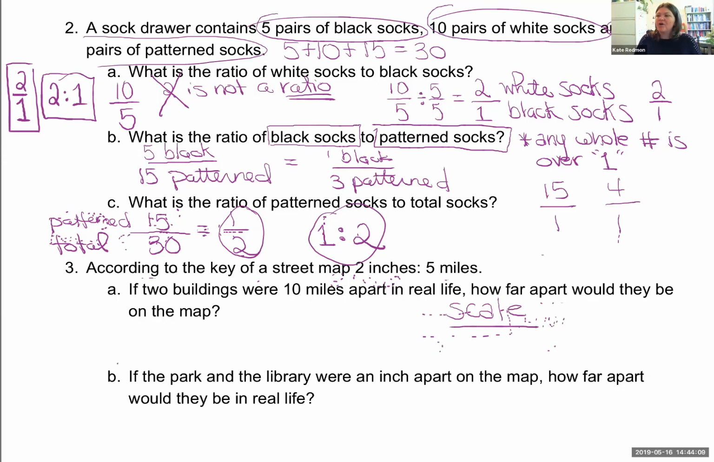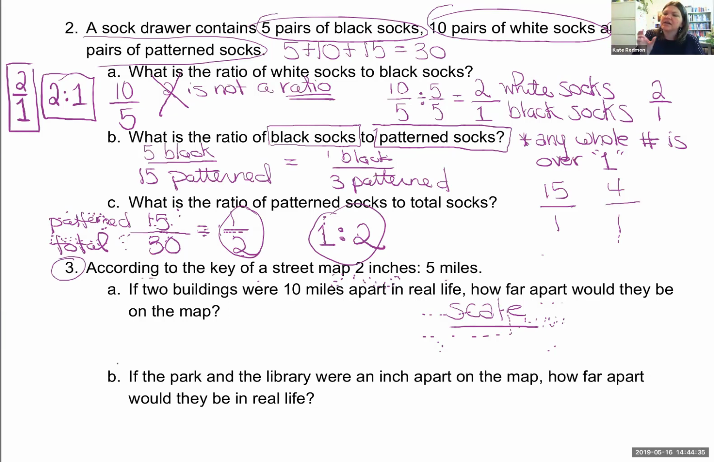It's spelled the same way, but we call them scaled drawings. You can scale up, you can scale down. Number 3 is like that. It says, according to the key of a street map, 2 inches is related to 5 miles. It's 2 inches to every 5 miles.